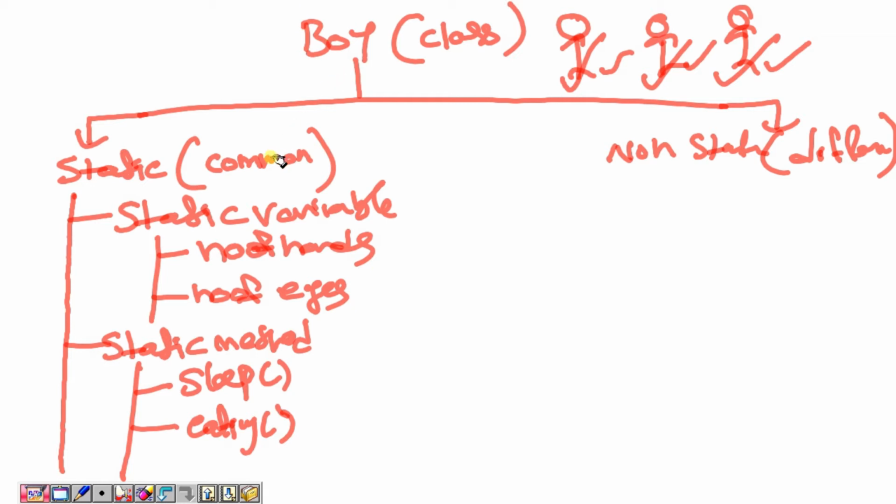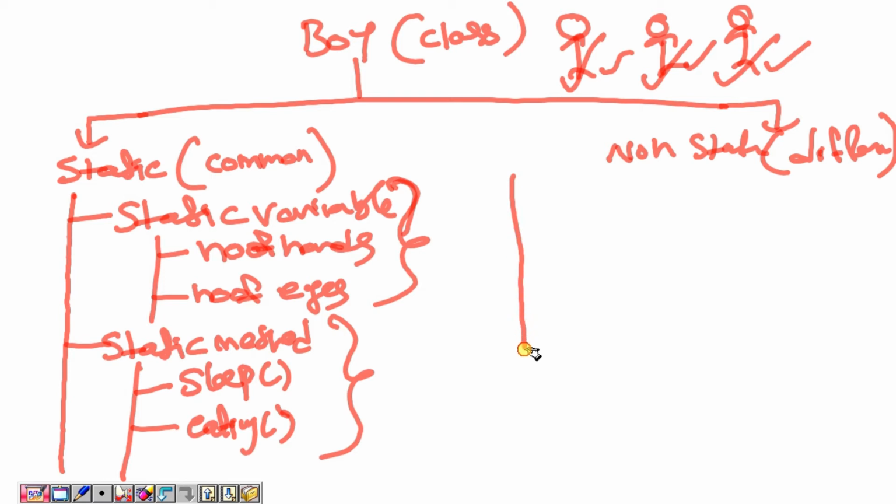So, once again, I can go over that. What is a static variable and what is a static method? In one category, meaning one class, there are so many objects. Every object has common information and every object can do common actions. We call the common properties static variables, and the common actions static methods.